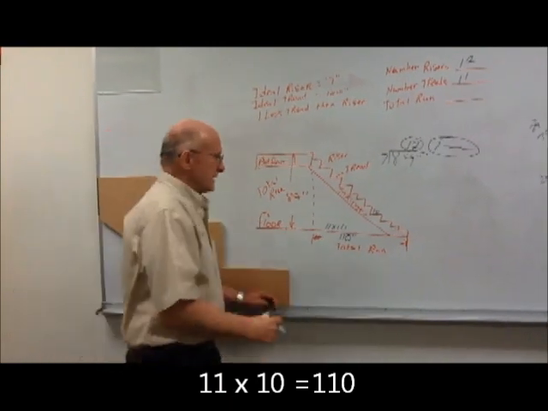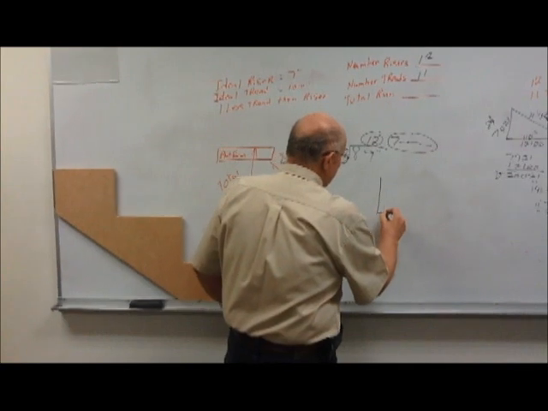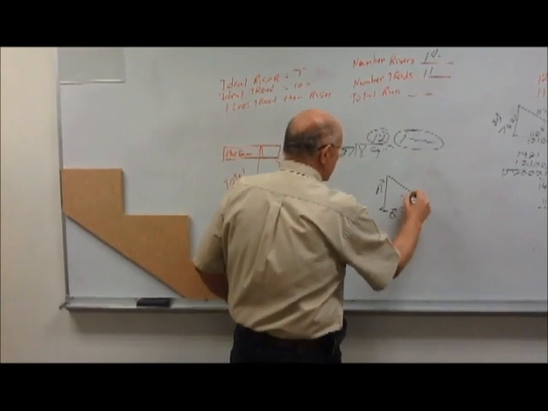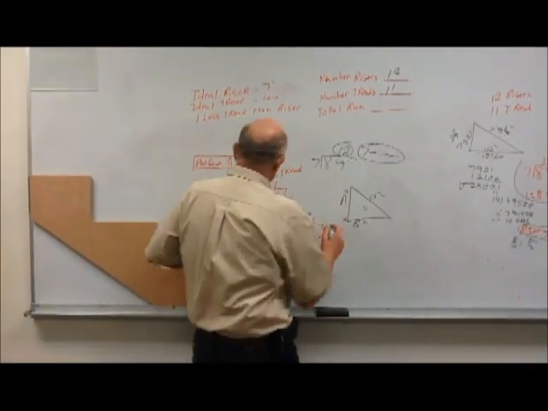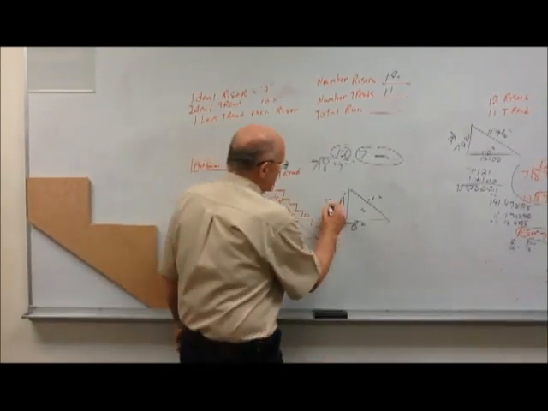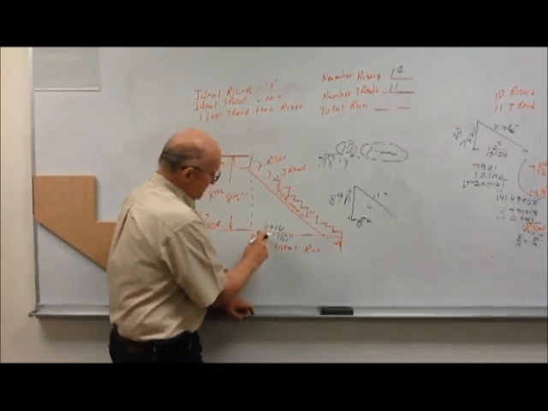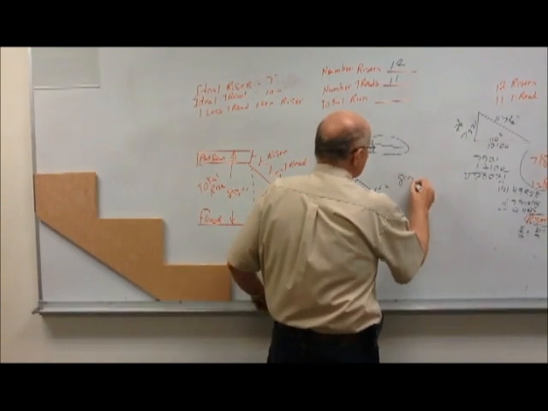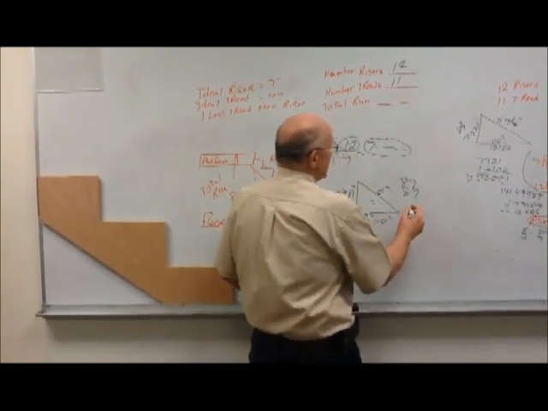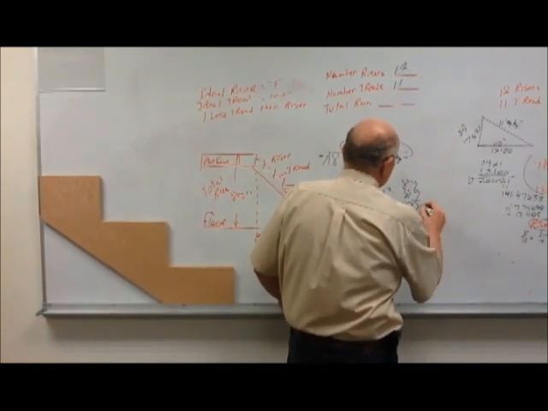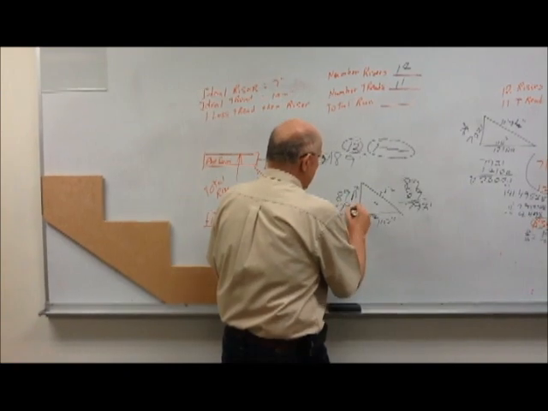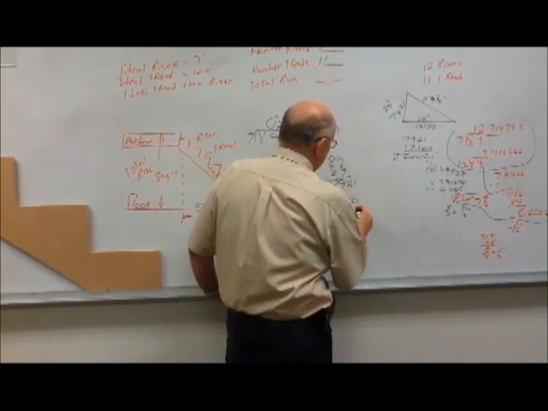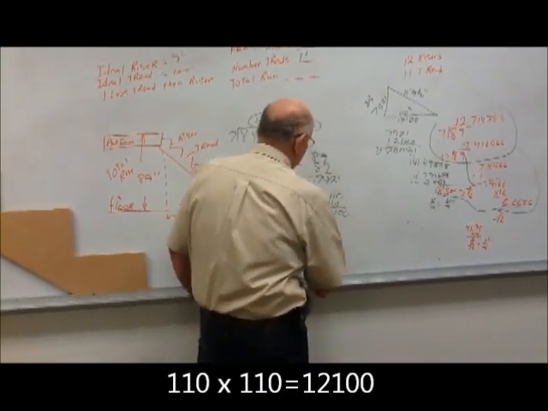Okay? So if you remember the Pythagorean theorem, it's a squared plus b squared equals c squared, where our a is our total rise, which is 89 inches, and our b is our total run, which is 110 inches. If I take 89 times 89, it comes out to 7921. And b squared would be 110 times 110, which is 12100.